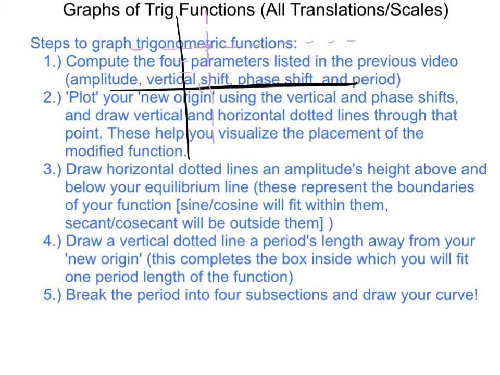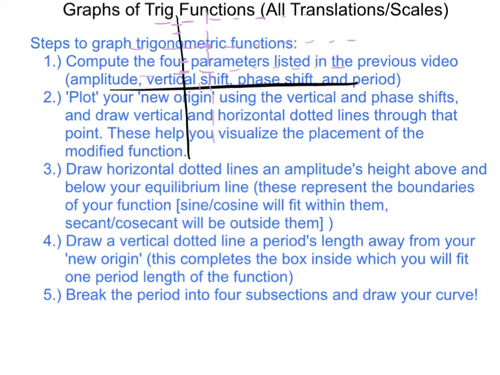Next, you're going to draw horizontal dotted lines at an amplitude's height above and below that equilibrium line. Let's say your amplitude was 2. You'd go up 2 and put a dotted line up here. You'd go down 2 from equilibrium and put a dotted line down here. What we're doing is saying, this is going to be the left bound of one of the periods, this is going to be the bottom bound, this is going to be the upper bound, and this is my equilibrium line.